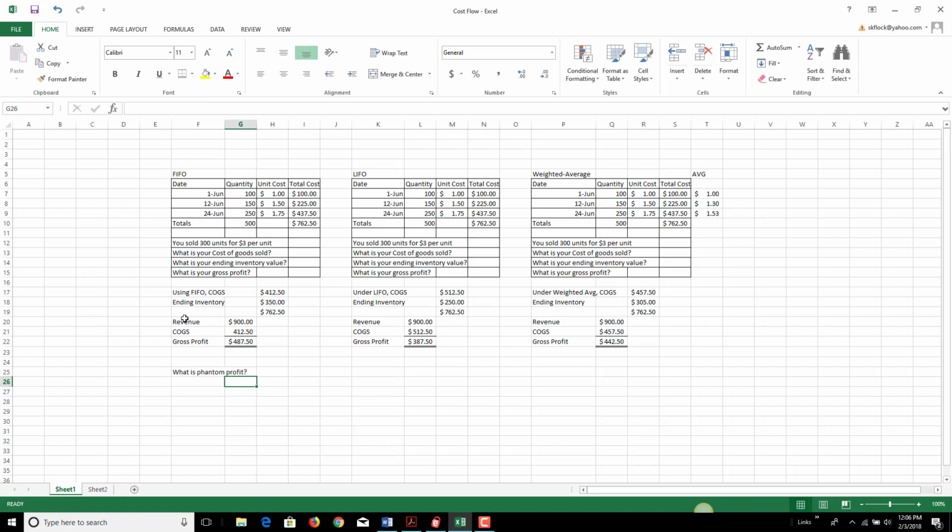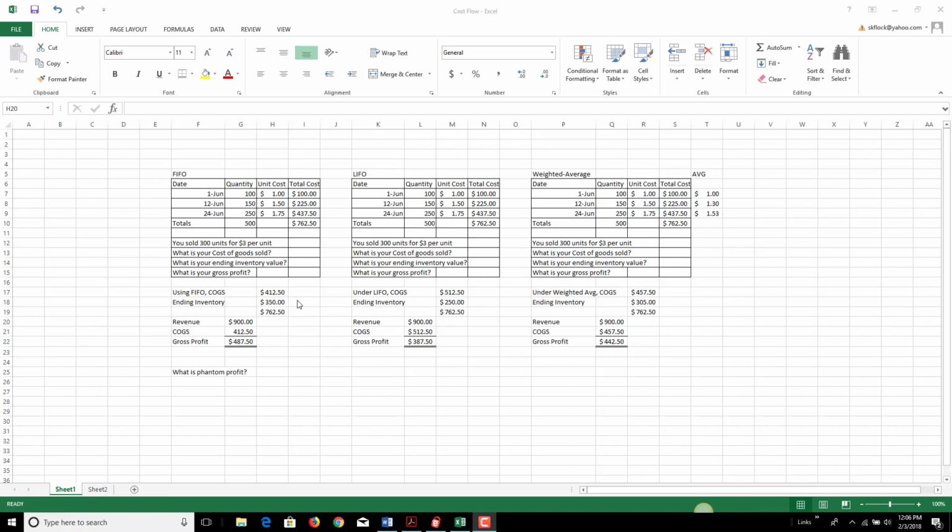Well, what is that? Well, let's look back over here at our revenues. We received $900 from our customers. If we have to turn around and purchase more inventory to replace what we sold, when we sold it, we recorded the sales price at this oldest cost, but now we're going to be paying a higher cost. So instead of paying $1 or $1.50 per unit to replace what we sold, it's going to cost us $1.75.